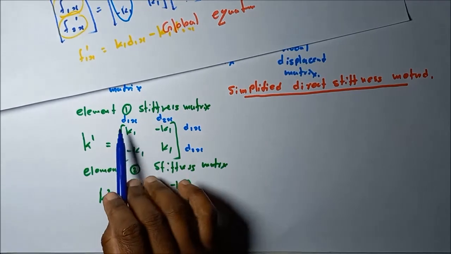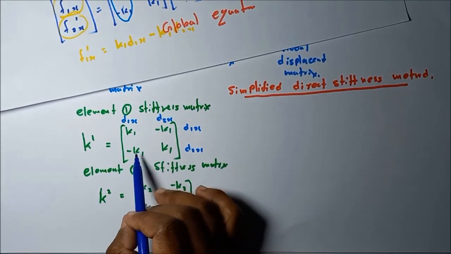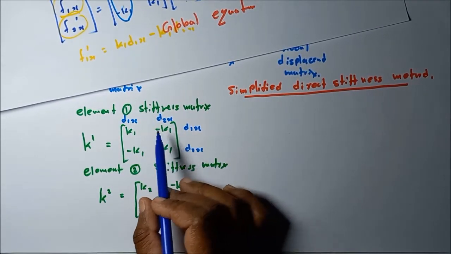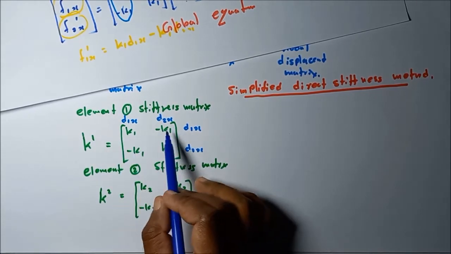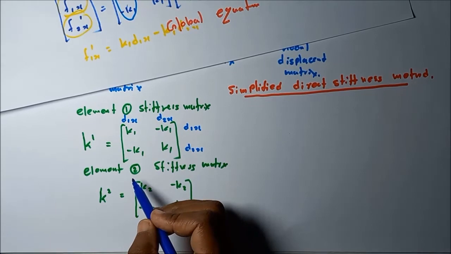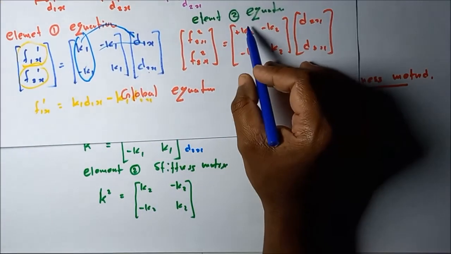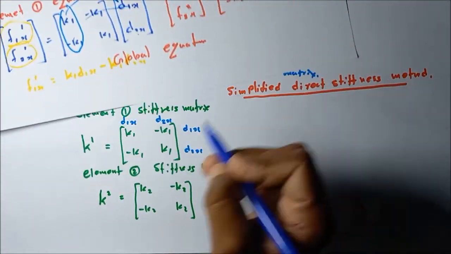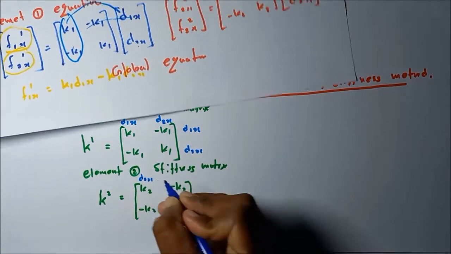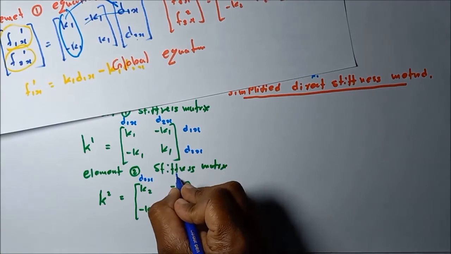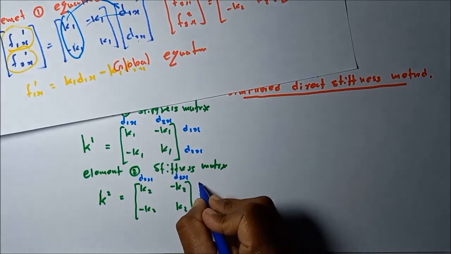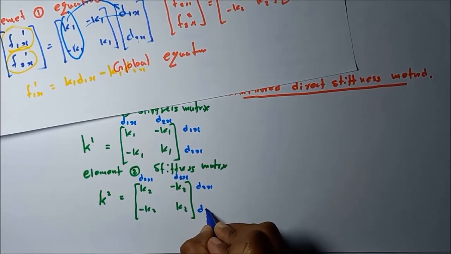Here you can see the columns and the rows we have named in this manner, because this is multiplied with the d1x term and this is multiplied with the d2x term. Here also we can name this one. This column always multiplies with the d2x term, this one multiplies with the d3x, then d2x and d3x.